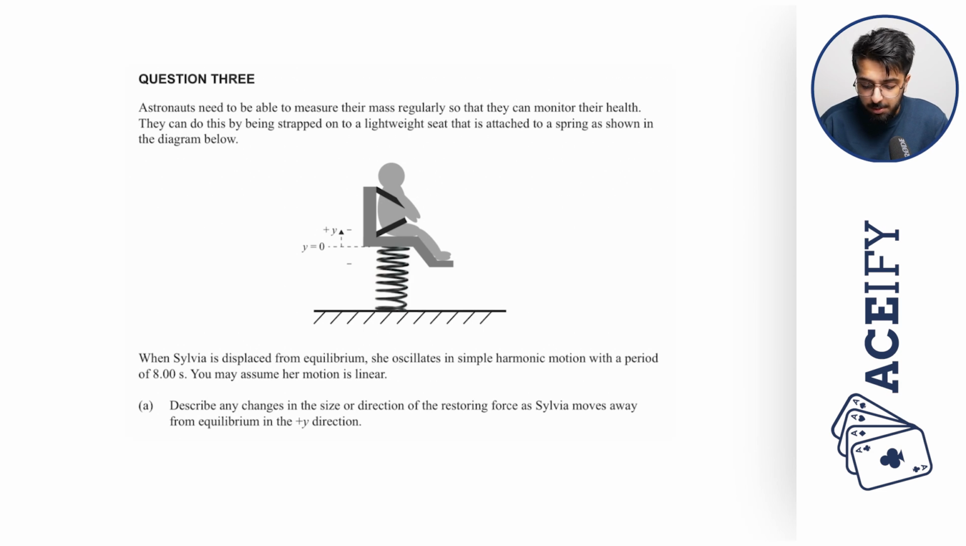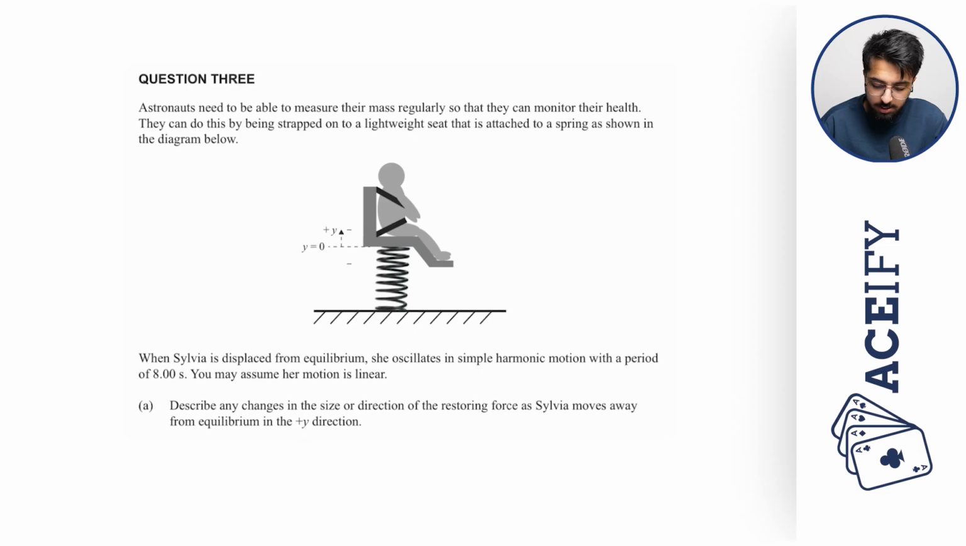Astronauts need to be able to measure their mass so they can monitor their health. They can do this by being strapped onto a lightweight seat that is attached to a spring as shown in the diagram below. When Sylvia is displaced from the equilibrium, she oscillates in simple harmonic motion with a period of 8 seconds. You may assume her motion is linear.